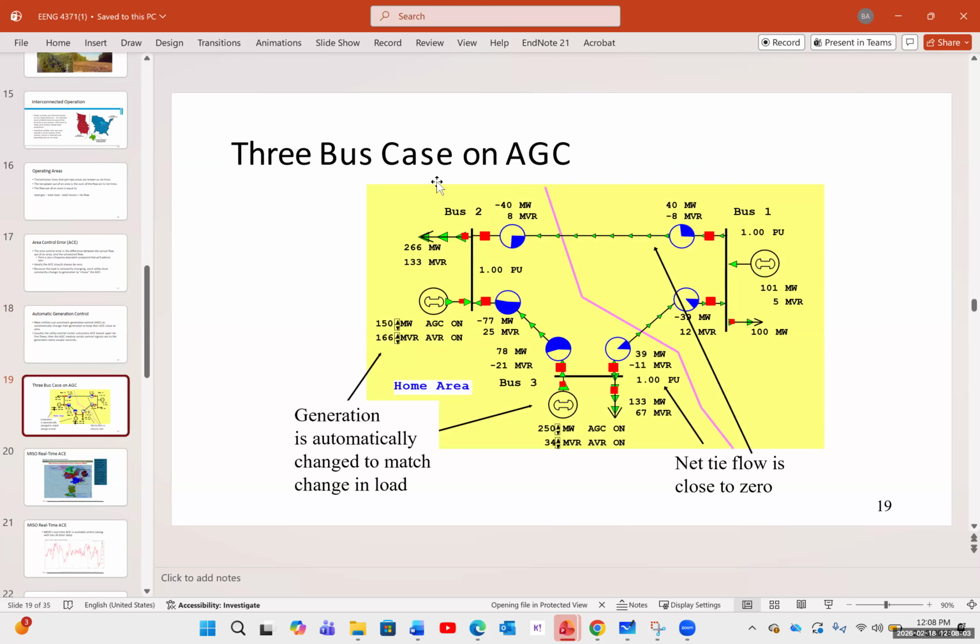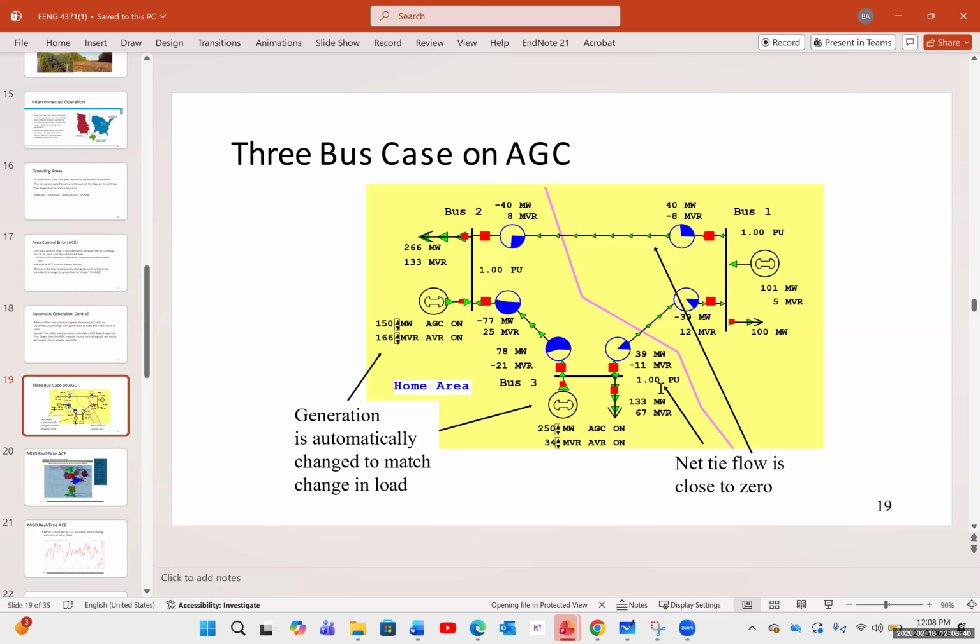Now, this is an example of a 3-bus case on AGC. You can see that the generation is automatically changed to match changes in the load. So we have 266 megawatts coming in, 155 is generated. Now you have another 40 coming in to this load. And if you add all of these again, you can see that it will equal 0. And we actually want that to equal 0.